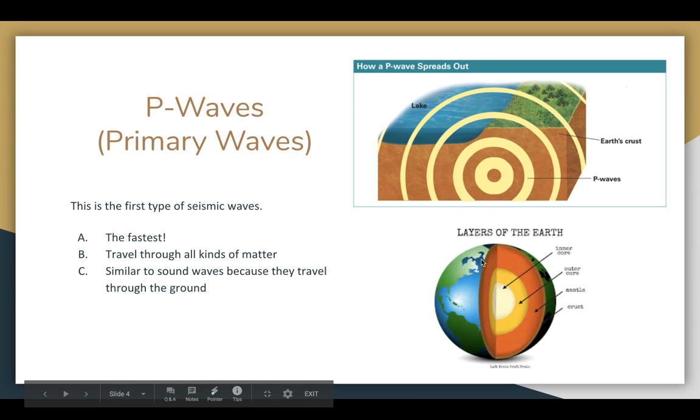So here's just a quick diagram of the layers of the Earth. P waves can travel all through this. They can penetrate it, which is pretty cool. They're also the most similar to sound waves that we learned about last week.